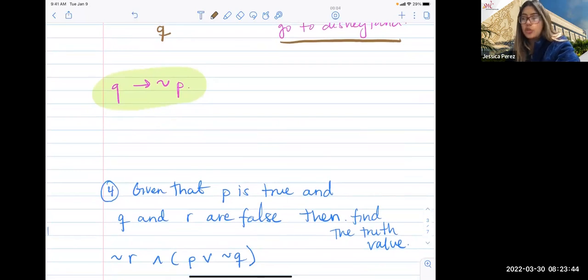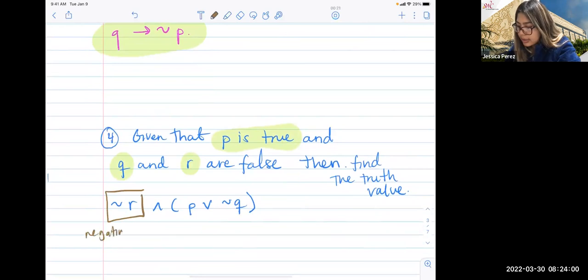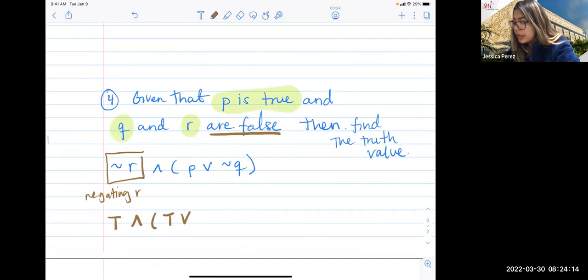Now, given that P is true, they're already telling us, and Q and R are false, then find the truth value. So what do we know? Well, this is negating R. So if R is false, then this will become true. And if we have P, remember P is true, or not Q. Not Q would be true, right? You're negating Q. The negation of Q would be true.